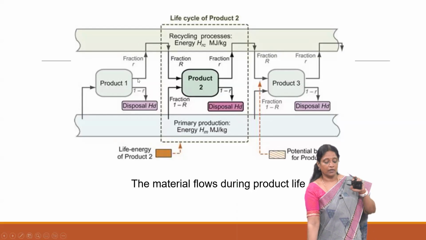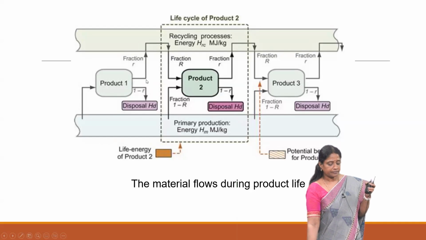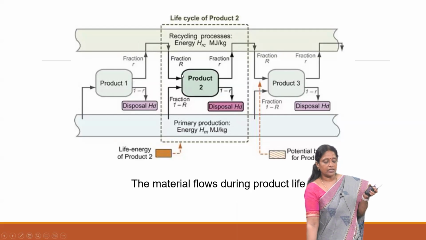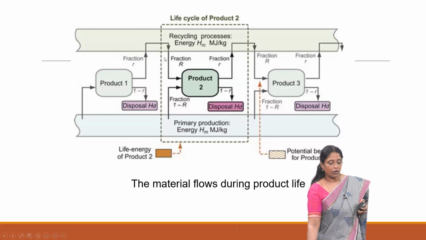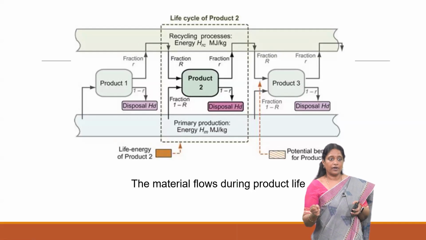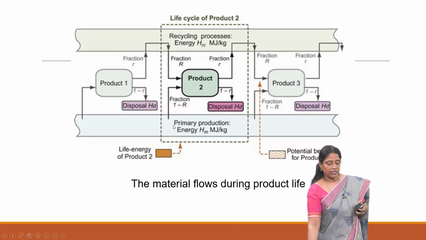You're starting off with full virgin material product, and then fraction R is produced. There is recycling happening at the end of the product 1, and then R is the fraction of recycled material which we are getting, which goes into the manufacturing of a new product. So this new product uses some percentage of its mass from recycled material, and the remaining from virgin material.